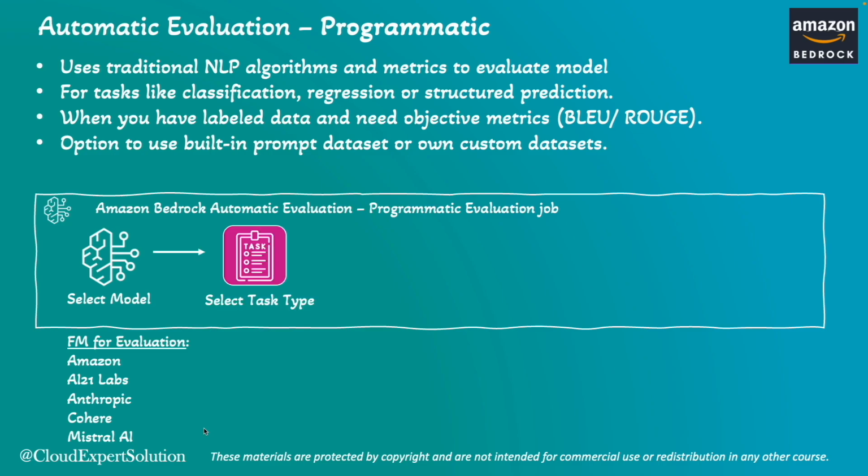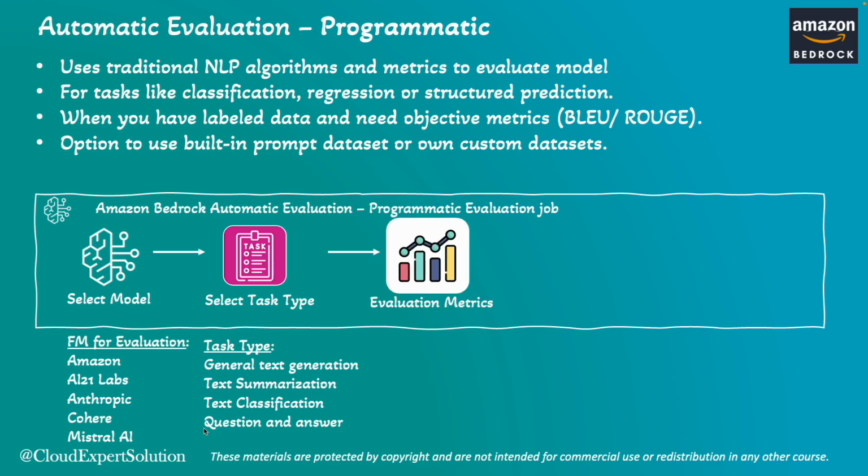The next step after model selection is to select the task type. And in terms of task type, you can select either general text generation or text summarization or text classification or even question and answer type of task. Based on these different task types, we have different evaluation metrics. These are all pre-built metrics like toxicity, accuracy, robustness, and these metrics vary based on the selected task type.